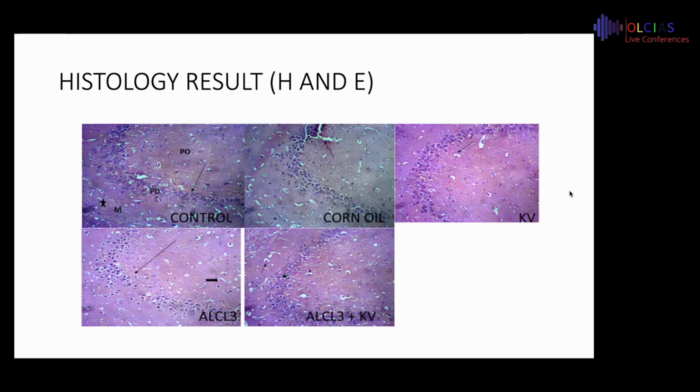While the aluminum chloride group, compared to the control group, shows apoptotic neurons, that is dead neurons, and dilated blood vessels. Their cellular processes are clumped together. We can see that it is lighter in color compared to the control group and the Kolaviron group. While the last group, which is the aluminum chloride and Kolaviron group, you can see that they are showing self-repairing neurons that are returning back to their normal state. So this shows us that Kolaviron has an ameliorative effect on aluminum chloride. Next slide.